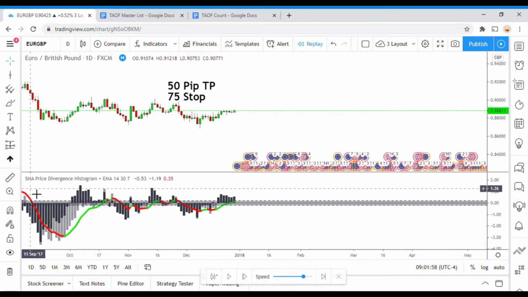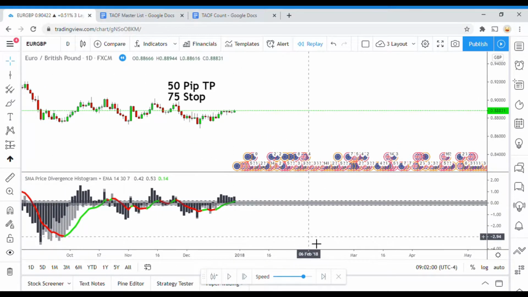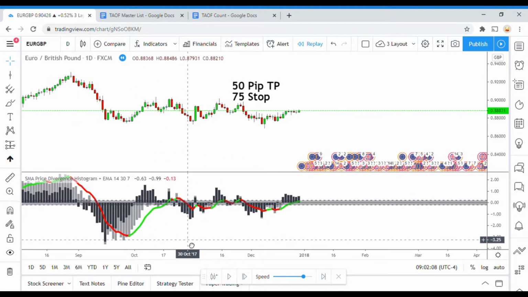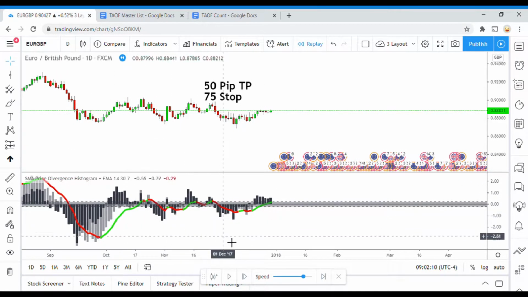Alright, as I said, today's indicator is the SMA price divergence histogram. It is a TradingView member created indicator. And let's see, it has a whole lot going on here.